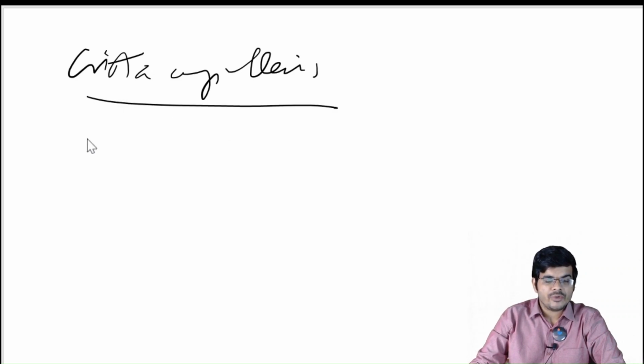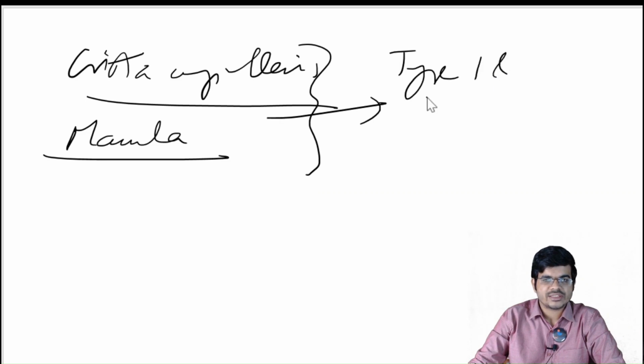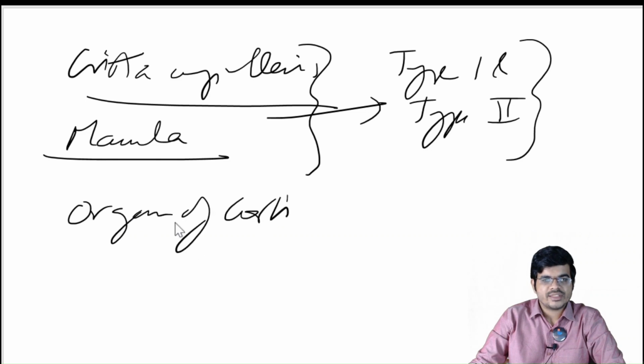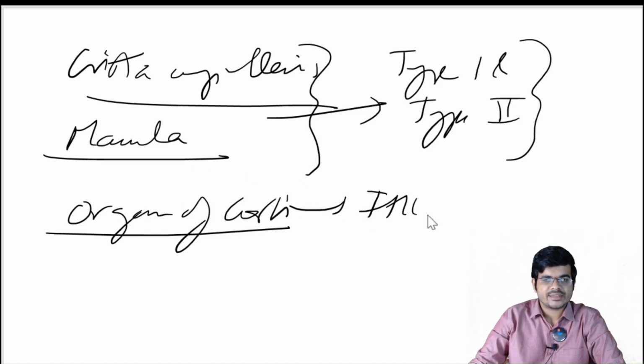And you have the macula within the utricle and saccule, and they have the type 1 and the type 2 cells. Okay, and what else do you have? You have the organ of Corti. Organ of Corti is seen in the scala media, and it is situated on the basilar membrane, and on the basilar membrane you have the two types of cell, the inner hair cell and the outer hair cell.